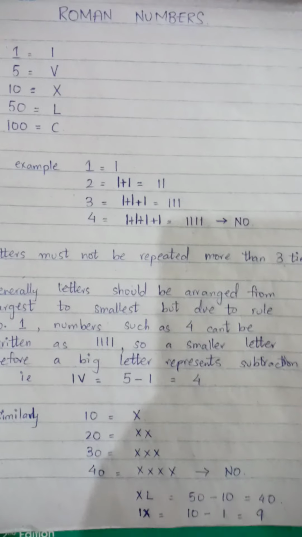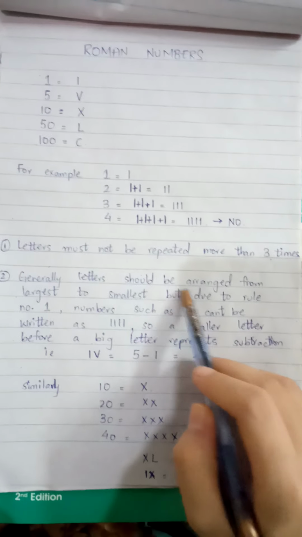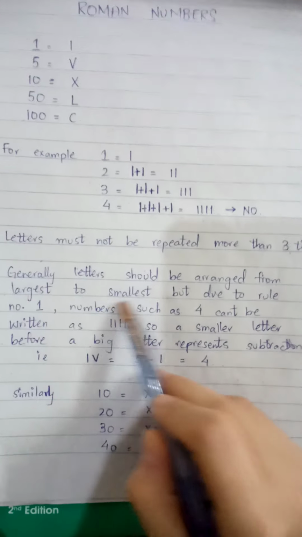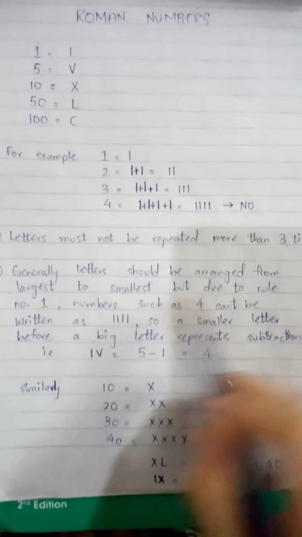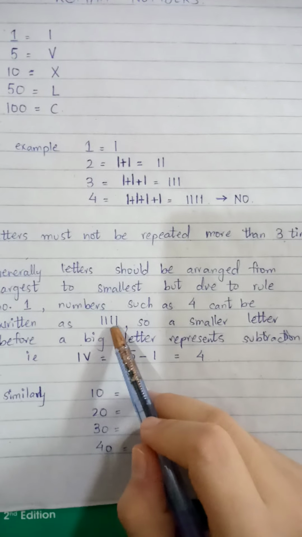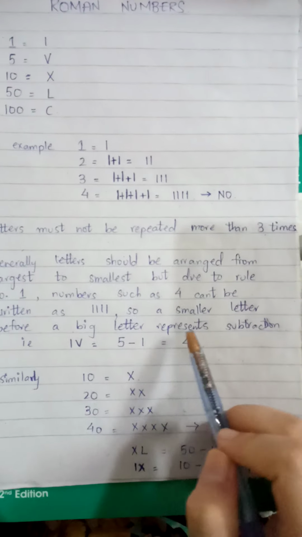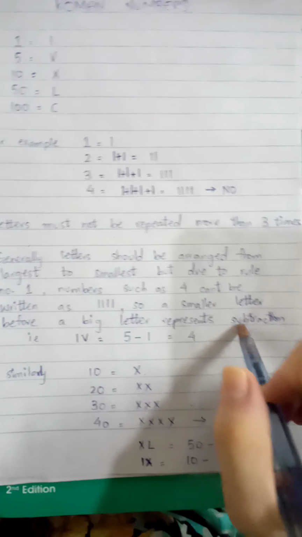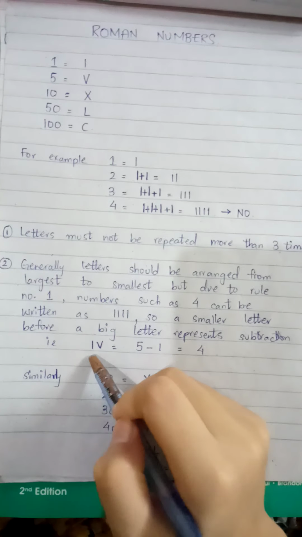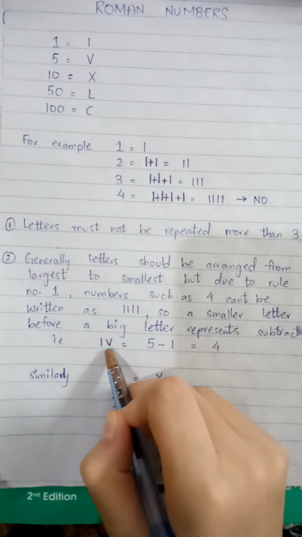Let's have a look. See, generally, letters should be arranged from largest to smallest. But due to rule number 1, numbers such as 4 can't be written as 4 capital I's. So a smaller letter before a big letter represents subtraction. Now what we are doing here is we are writing 4 like this: capital I and V.